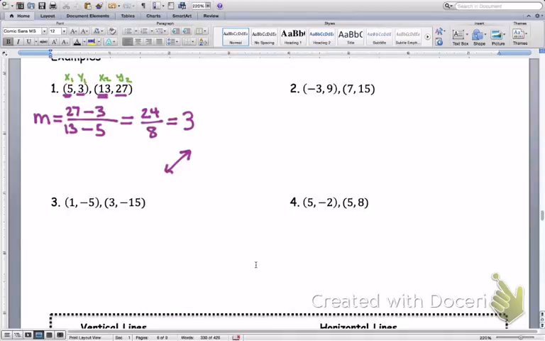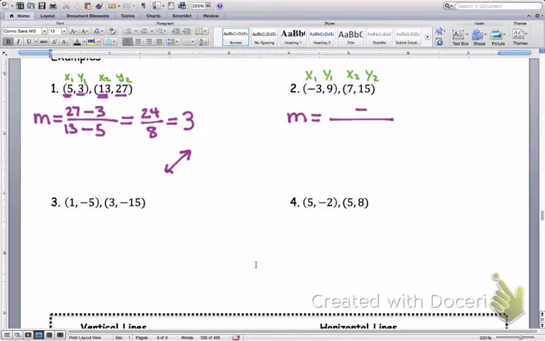Let's go ahead and move on to the next one. Let's go ahead and identify our x's and y's. Remember, first one is both of these have 1's. Both of these have 2's for the second point. And we start off by subtracting.